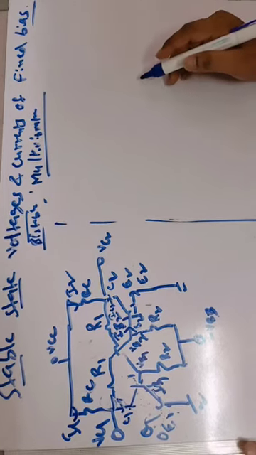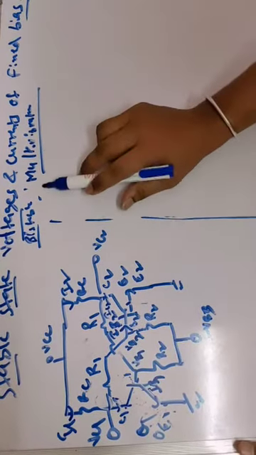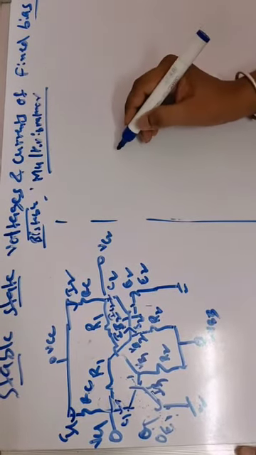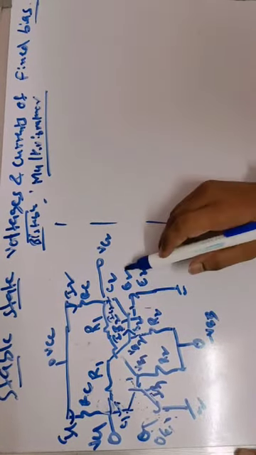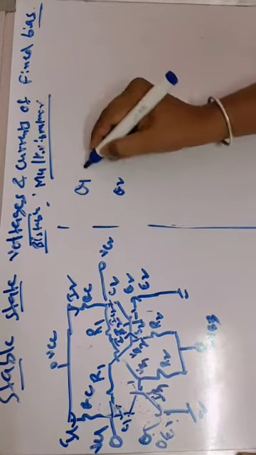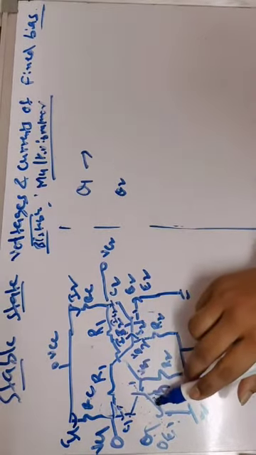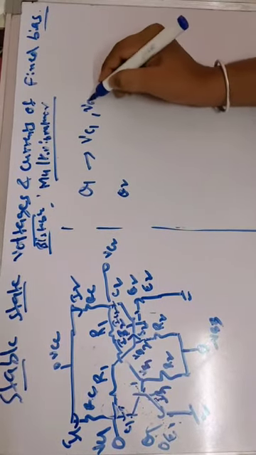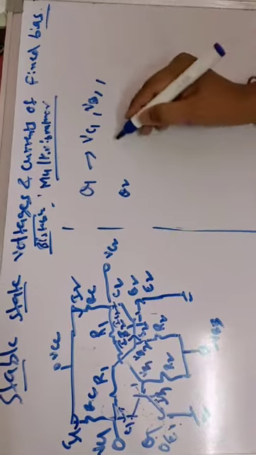Hi students, in this video we will discuss the stable state voltages and currents of a fixed bias bistable multivibrator. The stable state voltages and currents are related to the transistors Q1 and Q2. What are the voltages of transistor Q1? They are VC1, the collector voltage, and the base voltage. We have to find the collector and base voltage.